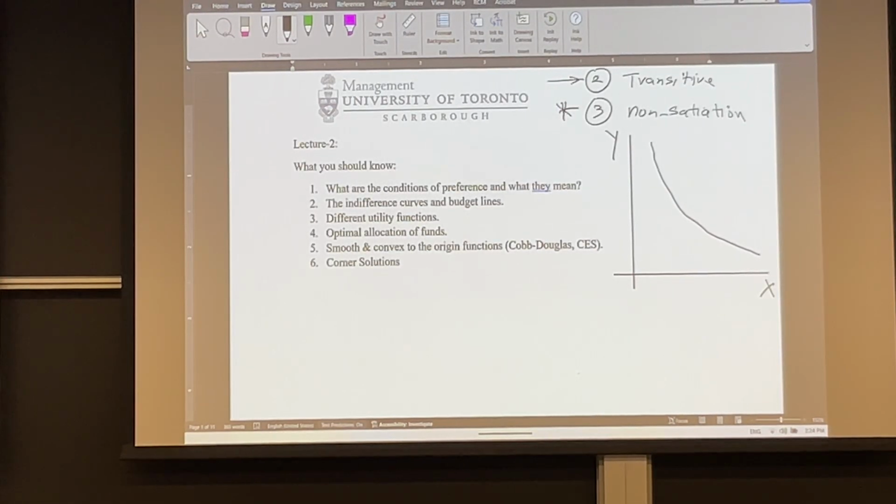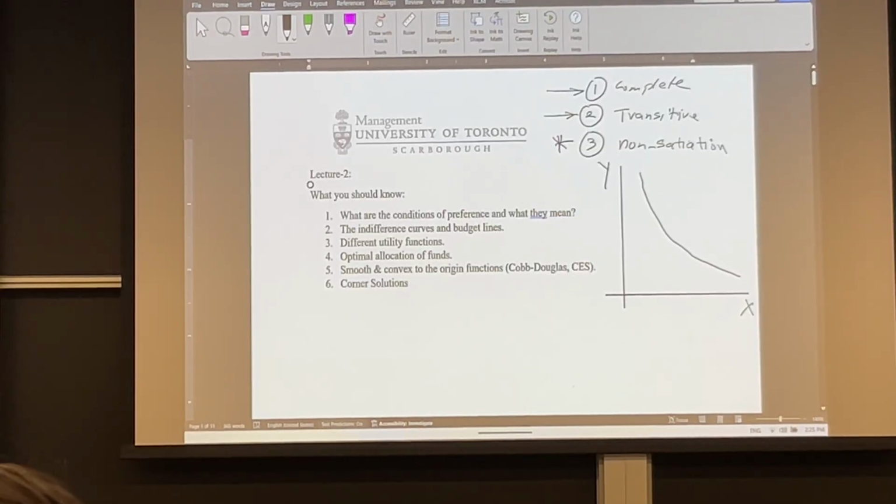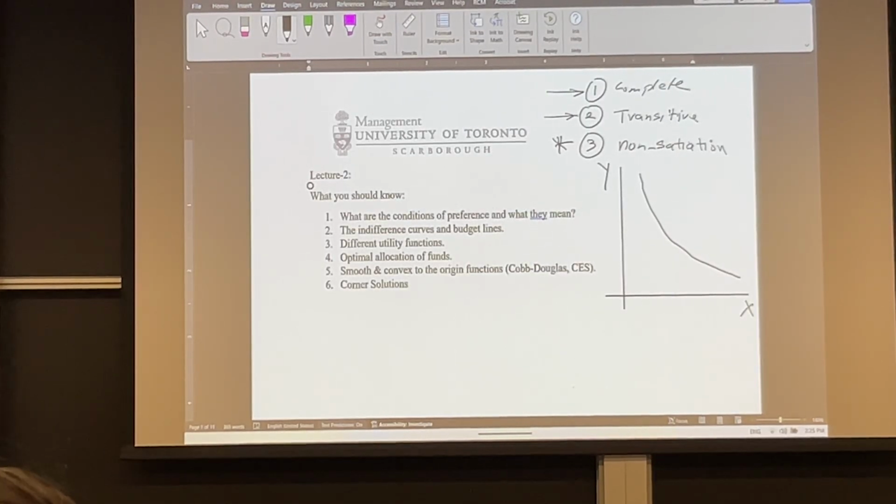Which one? What economic law gives you convex smooth to the origin in the indifference curve? There's something that makes it convex smooth to the origin. Not one of those assumptions, not required, but happens all the time. Happens for most individuals, most cases. The law of diminishing marginal satisfaction. The more of something you have, the less satisfaction you get from it. That makes the indifference curve convex smooth to the origin.